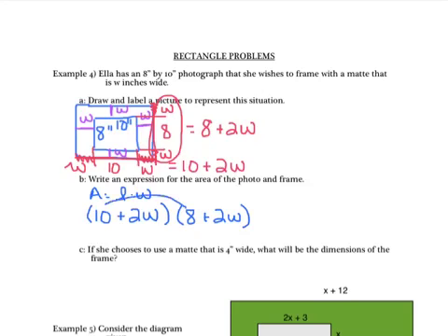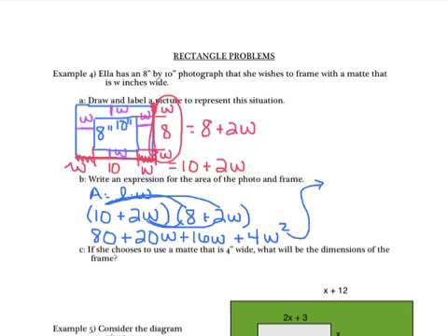So 10 times 8 is 80. 10 times 2W is 20W. 2W times 8 is 16W. 2W times 2W. Well, 2 times 2 is 4. And W times W is W squared.